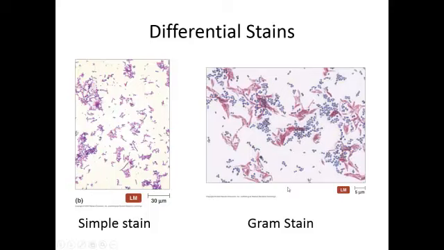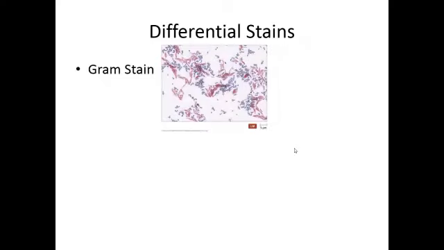Now we went over this in chapter 3 as to why some retain the purple stain, the purple primary stain, and are gram positive, and why others are stained by the secondary or red stain and are gram negative. So let's take a look at the 3 types of differential stains that you're going to be doing in lab. The first, the gram stain. You're going to get really good at the gram stain.